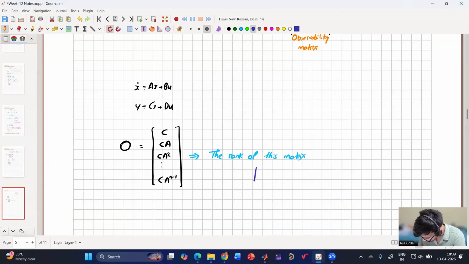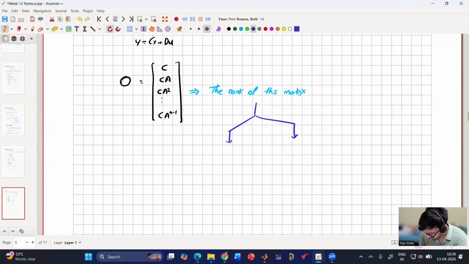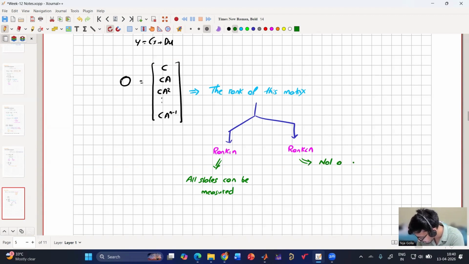Again, as we said, there will be two cases: where rank is n, and where rank is less than n. If the rank is equal to n, it means all states can be measured. But if the rank is less than n, not all states can be measured. Some are measurable, others are not.